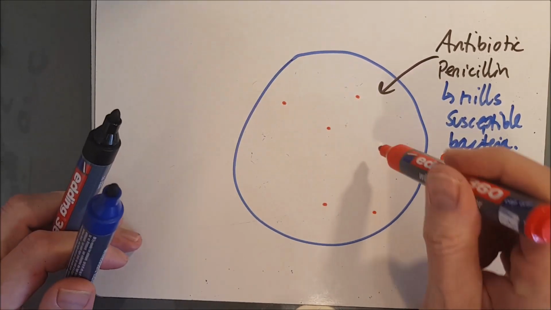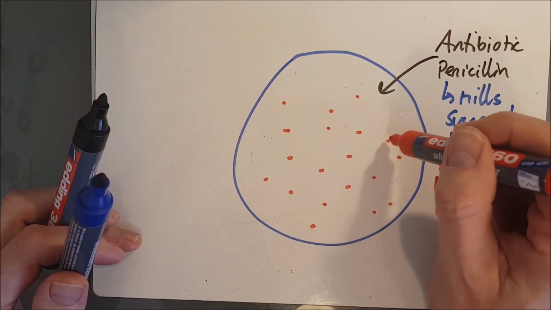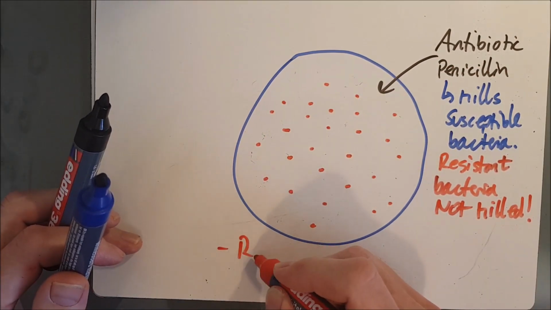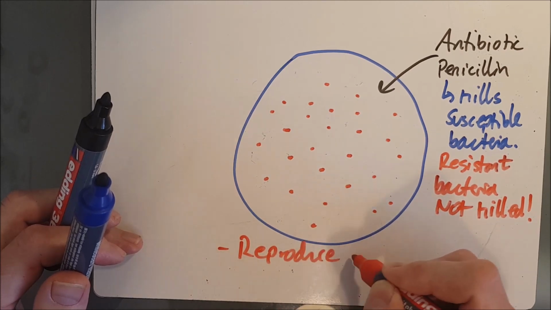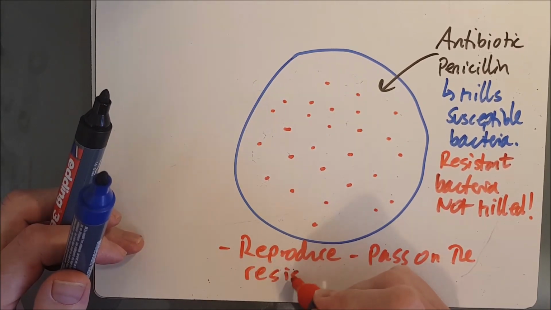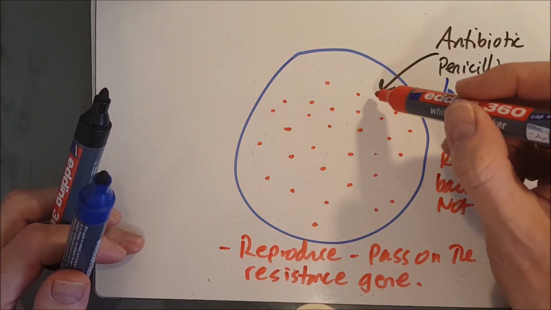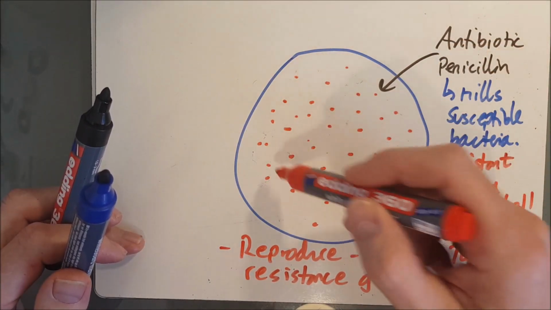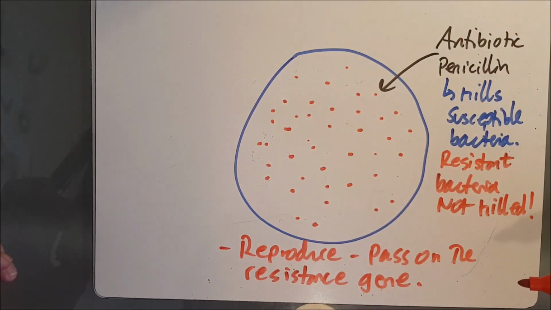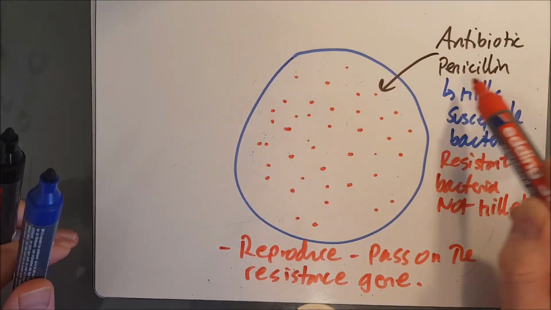And if they're not killed, that means they can reproduce and pass on their gene for resistance to their offspring. So over time, more and more of the bacteria become resistant. So the number of resistant bacteria in the population increases. Now you can imagine if that's in a patient who's got bacterial disease, they're not going to be able to be treated by that antibiotic anymore.